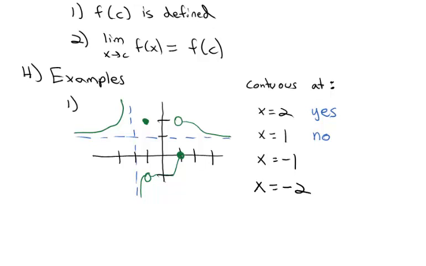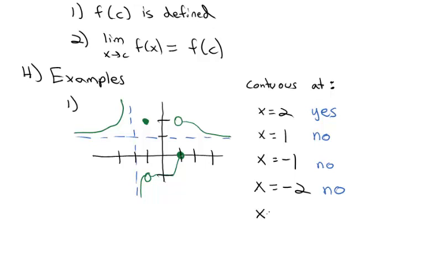What about at x equals negative 2? There's a real big problem at negative 2. At negative 2, we have an asymptote. Rule number 1 is that the function has to be defined at that point. It is not defined at that point. And because it's not defined, neither of these are continuous.